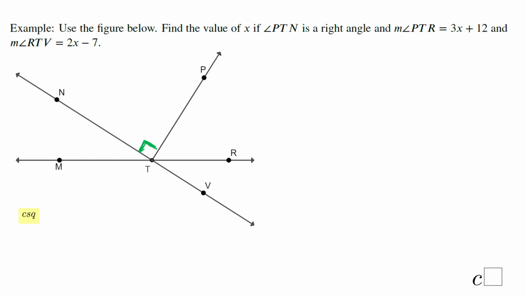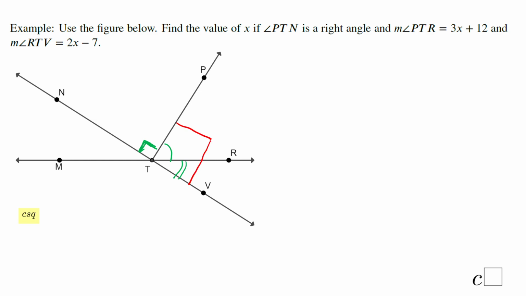And the measure of angle PTR is 3x plus 12, and the measure of angle RTV is 2x minus 7. So PTR and RTV. Oh, these are these two angles. You see, I'm going to mark them different, but what do you notice about those two angles? They are adjacent. First thing, maybe you can say that they have the common vertex T, the common ray TR. They don't share any common points, but also if we add these two angles, we get 90 degrees.